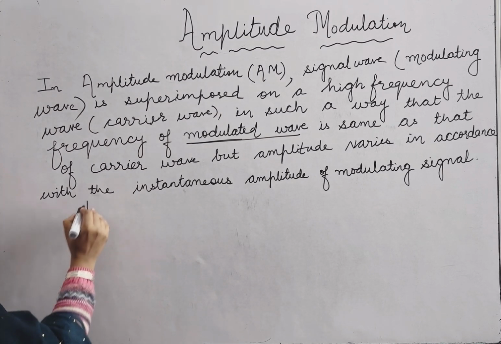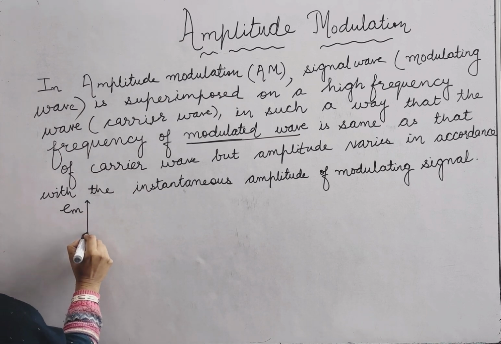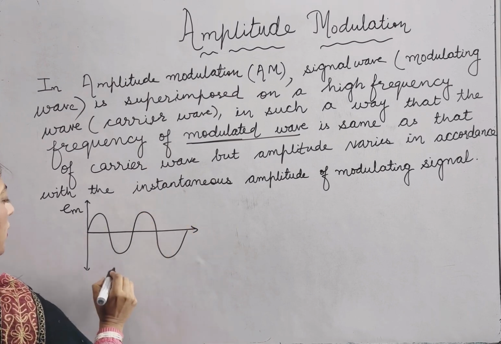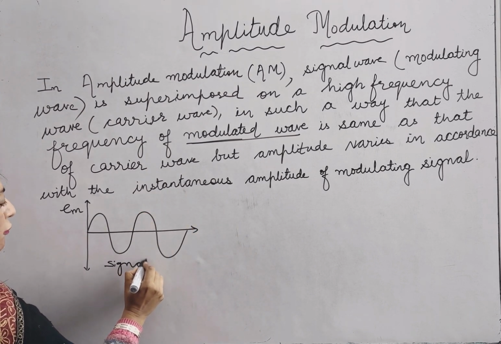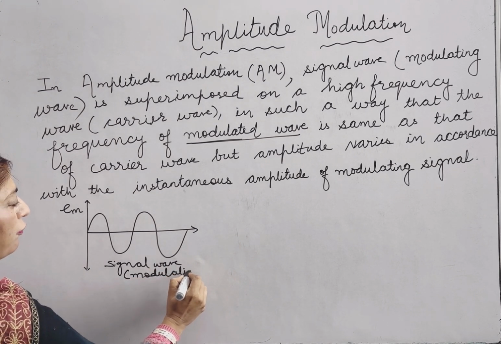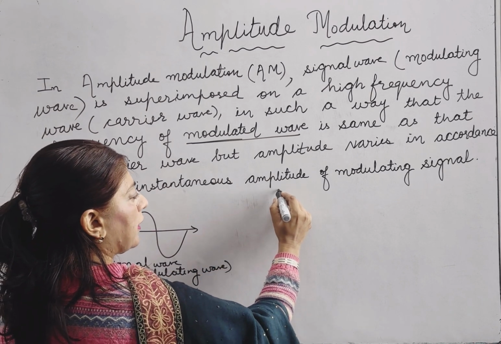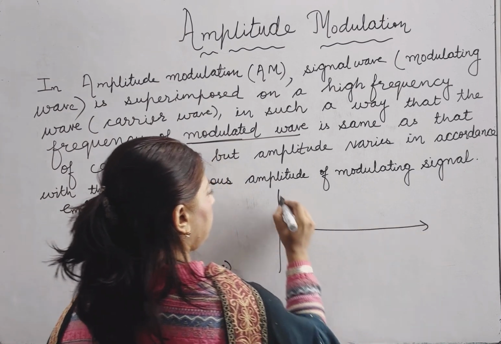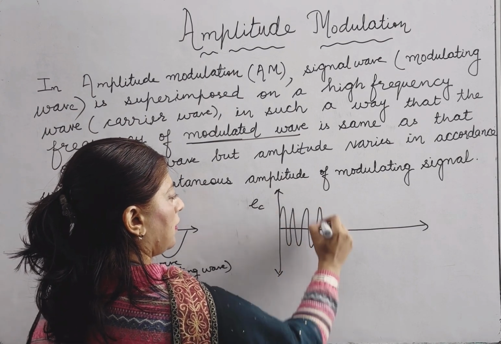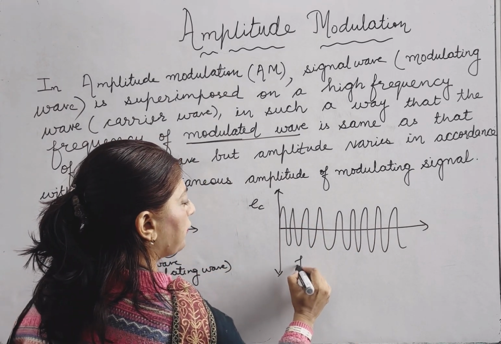This is the waveform I am plotting for the modulating or the signal. This is our signal wave, known as the modulating wave. Next is the carrier wave. So this is the carrier wave or a high frequency wave.